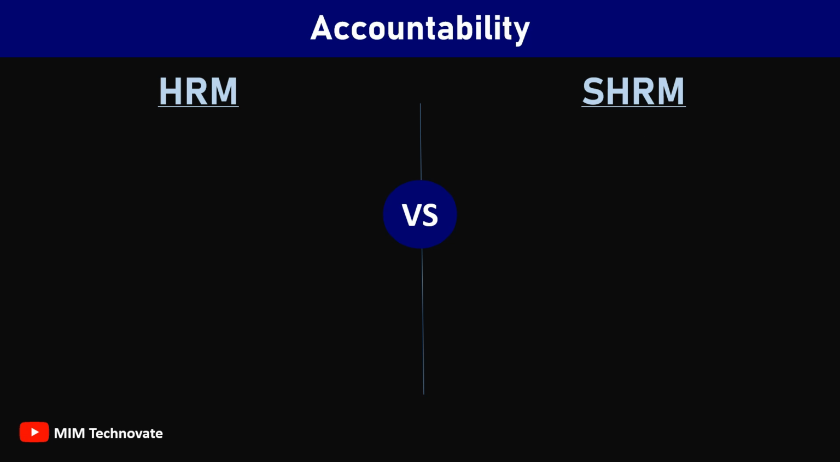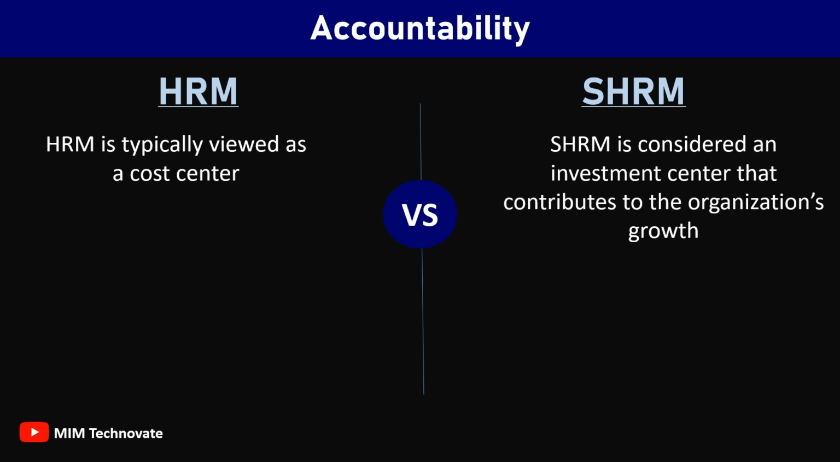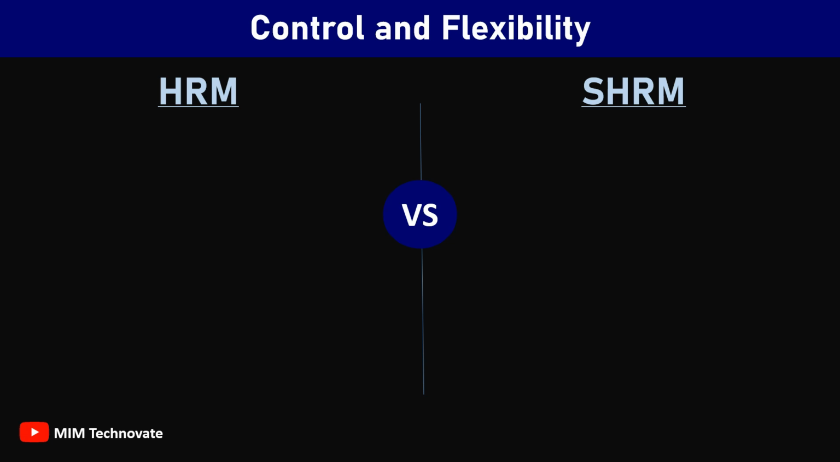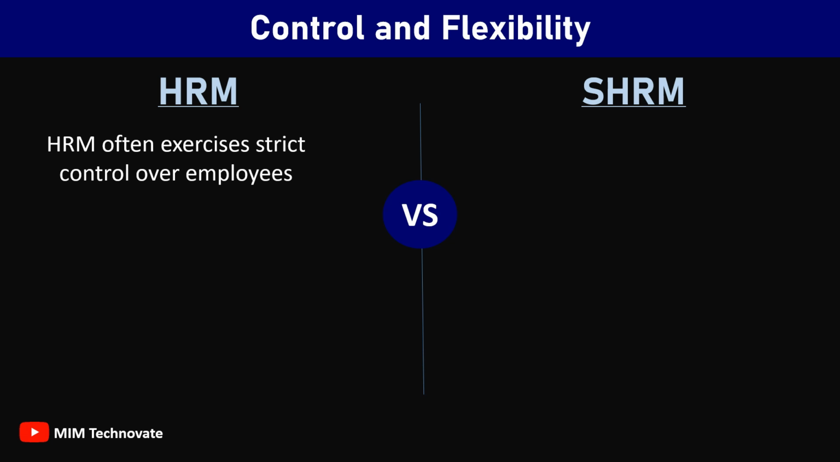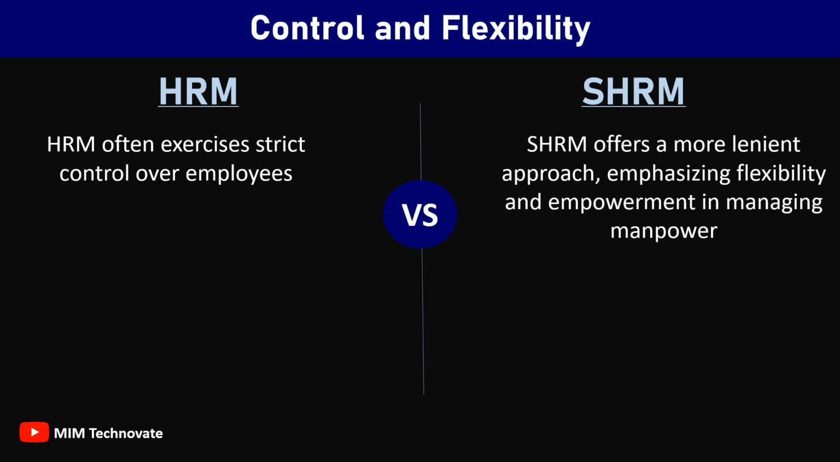Accountability. HRM is typically viewed as a cost center, while SHRM is considered an investment center that contributes to the organization's growth. Control and flexibility. HRM often exercises strict control over employees. In contrast, SHRM offers a more lenient approach, emphasizing flexibility and empowerment in managing manpower.